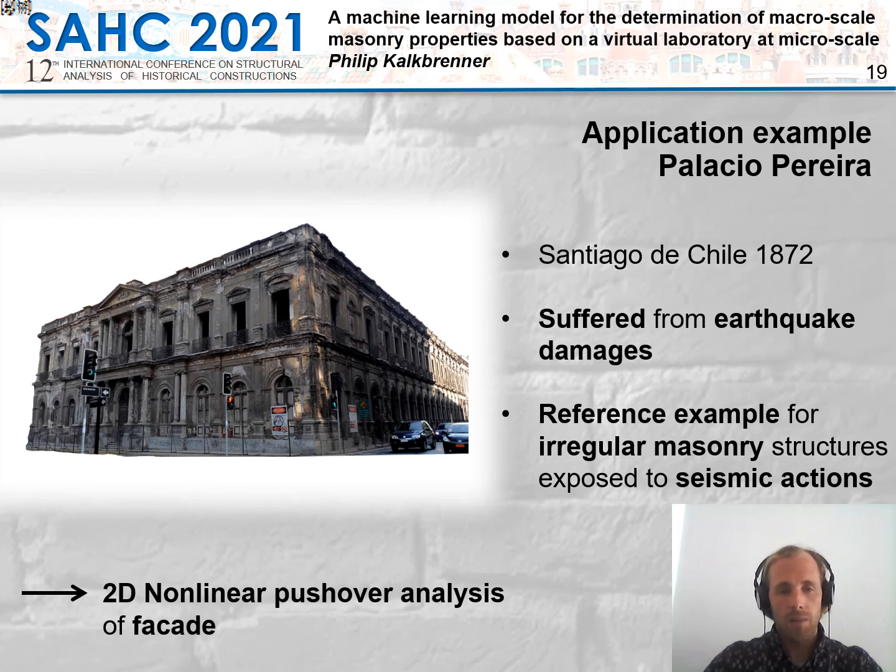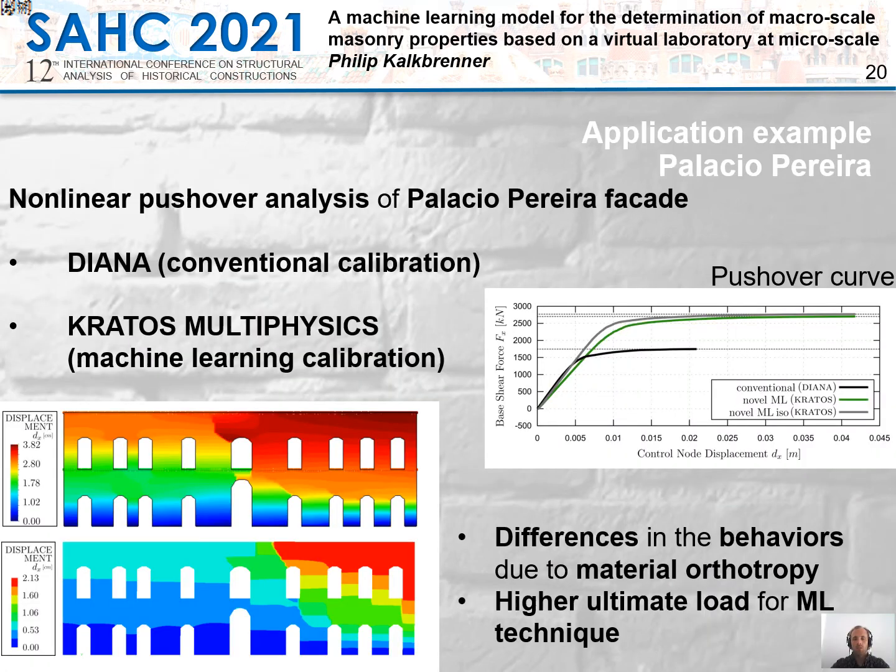What we are doing here is applying the machine learning homogenization technique in order to analyze a facade of this building, which in this case is a 2D nonlinear pushover analysis. I would now like to show you some results of this analysis. On the one hand, we applied a conventional calibration of the macro model. Therefore, we built a model in the Diana software, and we ran the nonlinear pushover analysis there. On the other hand, we used the open source software Kratos Multiphysics developed at the UPC, because there we have the machine learning trained constitutive model implemented.